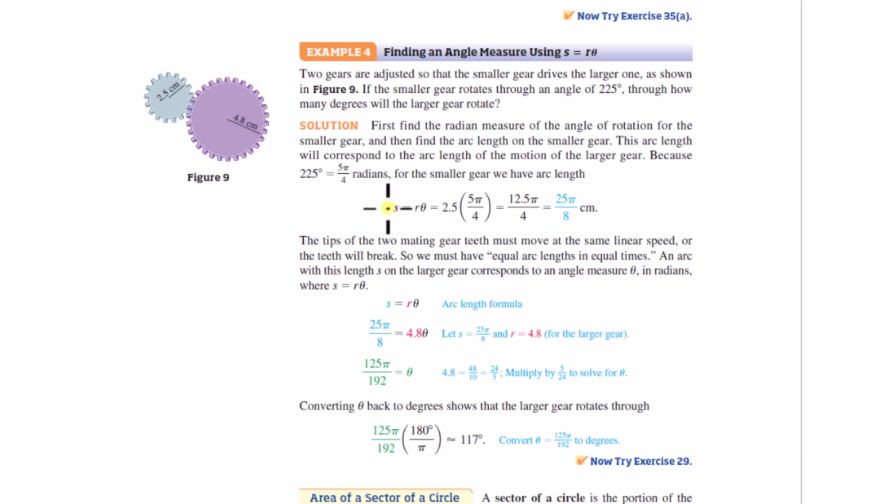They convert 225 to radians here, and then they multiply that times this radius and get this arc length. Then they rearrange the formula as S divided by R, and they divide this by this radius. And they get this in radians, and they convert that back to degrees, 117 degrees.